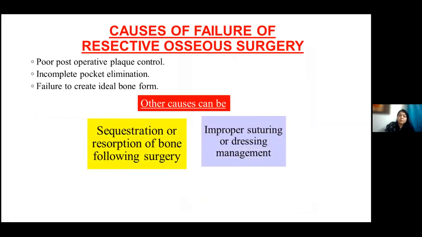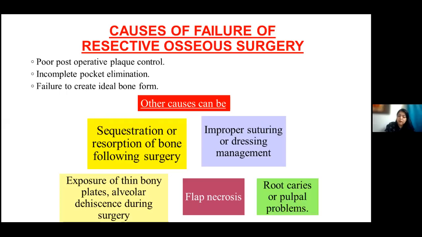So what can be the causes of failure? Poor post-operative plaque control. You have not given a good architecture. You were unable to eliminate the pocket completely. The sutures were not proper. There was infection after the bone work. The flap got necrosed. All these could be the complications.